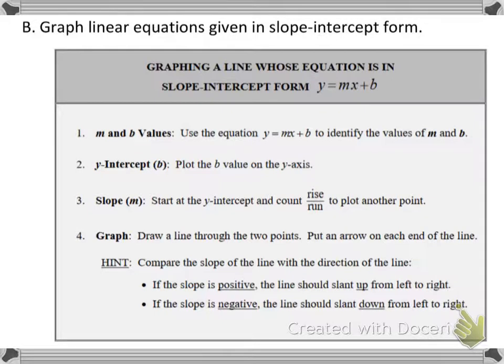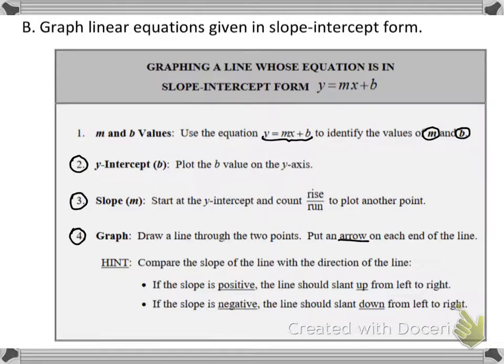We're going to be using the equation in this form to identify m, our slope, and b, our y-intercept. We always start by plotting our y-intercept first. Then we can use our slope to find points to the left or right of the y-intercept. Lastly, after we have two or more points, we can connect them in a straight line, making sure we put an arrow through each line indicating that the line extends infinitely in both directions.